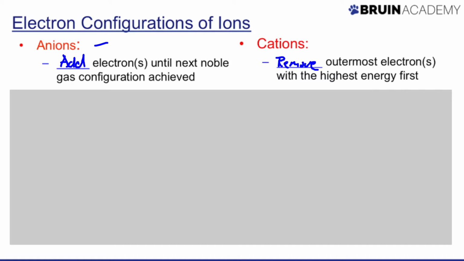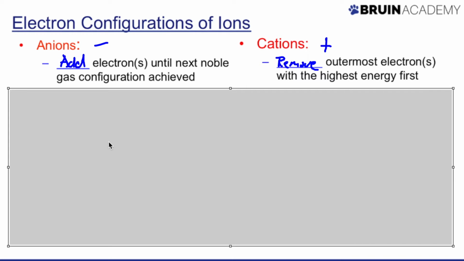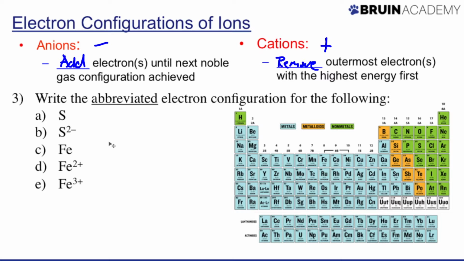And so whenever you're doing electron configurations of ions, don't just assume you can move to the left or the right on the periodic table. Instead, you should write the electron configuration of the original element and then add or remove electrons accordingly. So I'll show you what I mean by that.